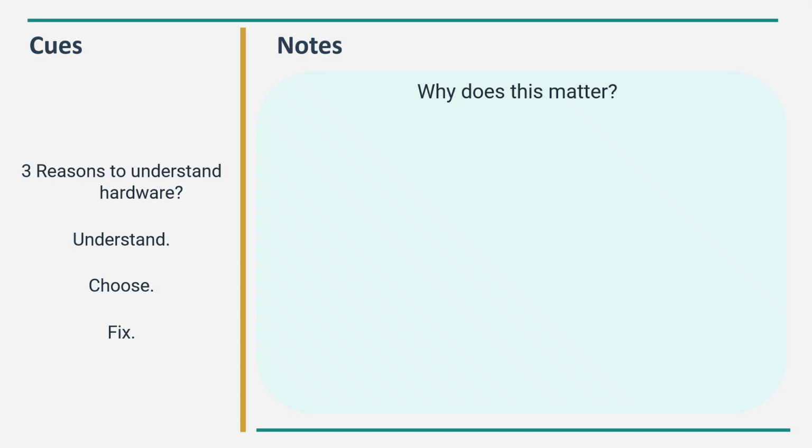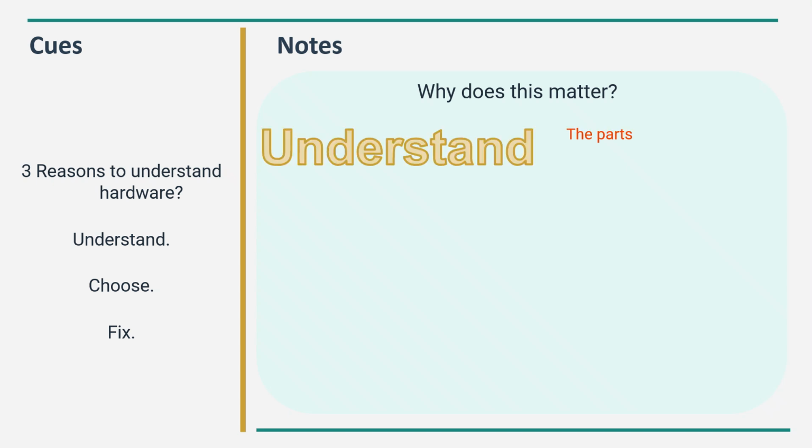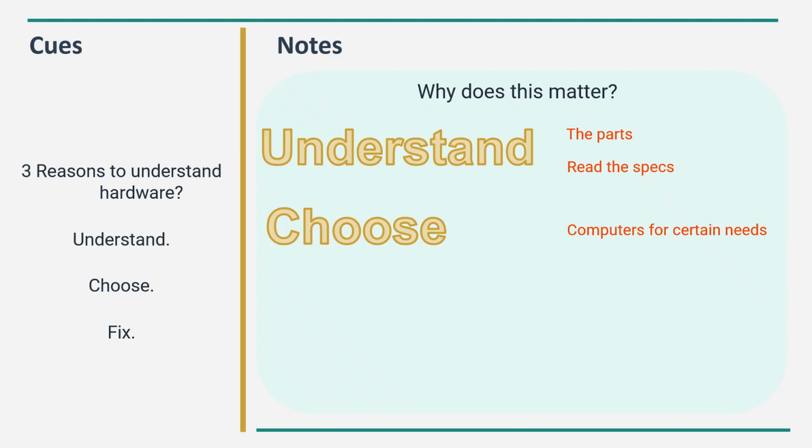Now you may ask, why does this matter? When you understand the parts, you can also read a spec sheet and know what the numbers mean. You can also choose why one computer is better for gaming and another is fine for schoolwork. And you can also fix, helping you to diagnose problems like a slow PC and to decide, do I need more RAM or a faster SSD? And this is also called troubleshooting. Or should you just close some apps? This is exactly what is asked in the NSC papers.